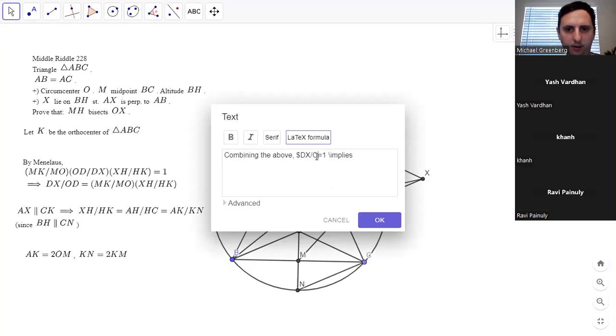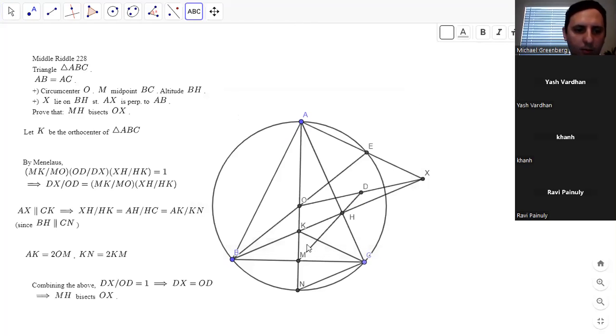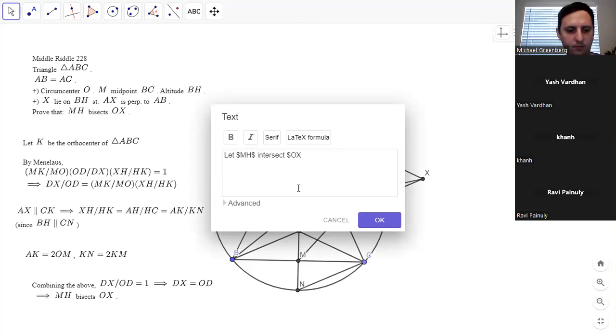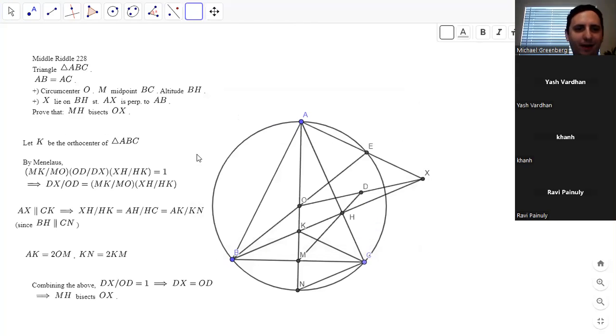Dx over OD implies Dx equals OD, and that means that MH bisects OX. So yeah, I know I should have probably defined some of the names of the points, like D. I'll just write that. Let MH intersect OX at D. I think it's clear what N is. I'm just lazy. I'm not going to write out the definition of N.